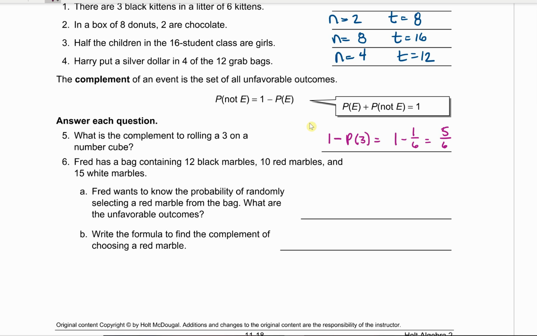Fred has a bag containing 12 black, 10 red, and 15 white marbles. He wants to know the probability of randomly selecting a red from the bag. What are the unfavorable outcomes? They are black or white. So if we figure that out, there's a total of 12 plus 15, 27 out of 37.